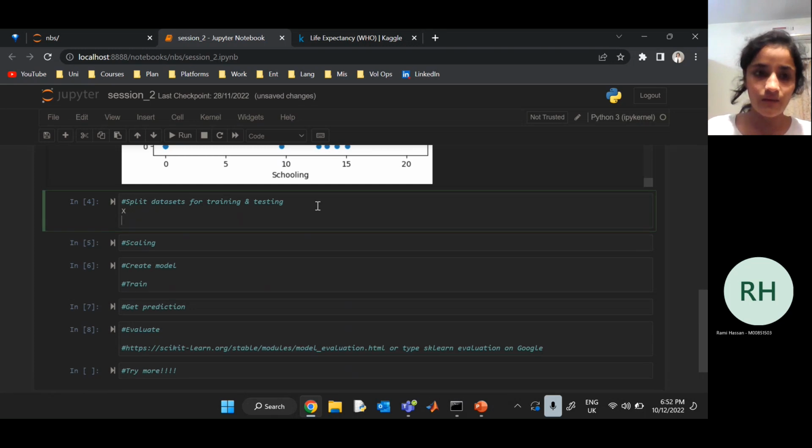So we have X and then we have Y. X is going to be all the columns except for life expectancy. And Y is going to be only that column with the life expectancy values. So it's df dot drop columns is equal to life expectancy. Okay, so all the columns except for that one column. And then Y is equal to only that column, so it's going to be df life expectancy.